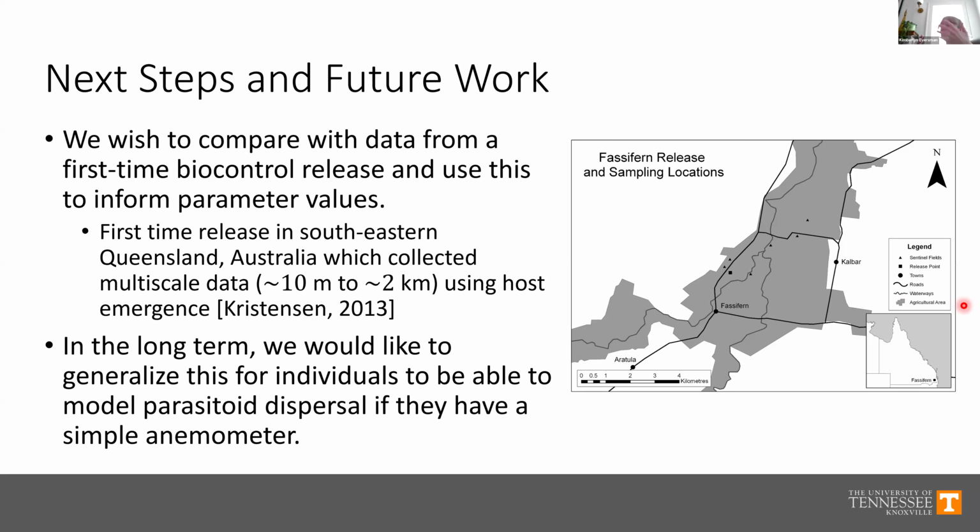But the overall goal that would be really cool is if any individuals have some kind of basic wind speed measuring device at their house or at their farm, they could collect data from that and say, I released my parasitoids here, and then maybe get some kind of spread of where the parasitoids spread out and where it affected the host. That would be the long-term goal that we're working towards.